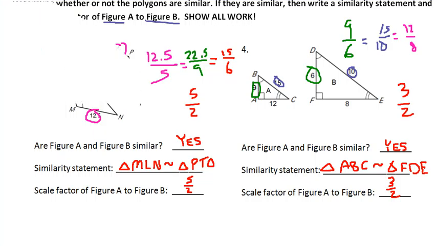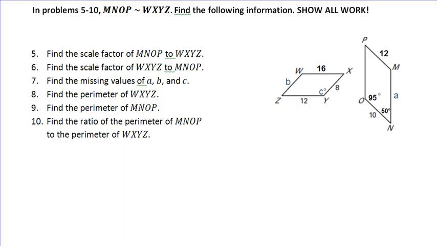Alright, we're going to keep moving forward. Here we go. 5 through 10 all use this same picture here. First thing we want to do is find a scale factor from MNOP to WXYZ. So go right across MN to WX. MN, we don't know, is A. WX is 16. Well, we can't find a scale factor if we don't know what A is yet.